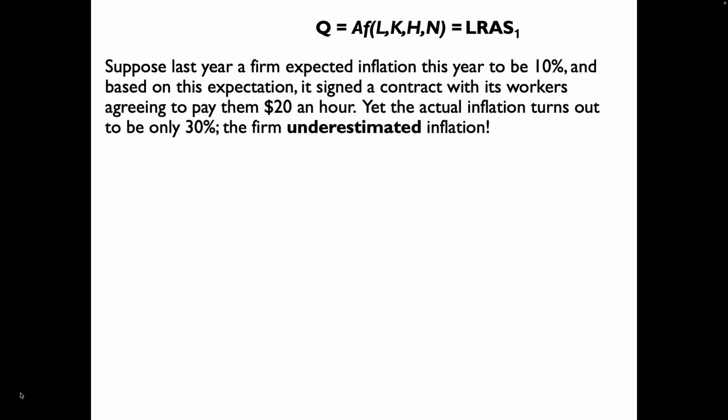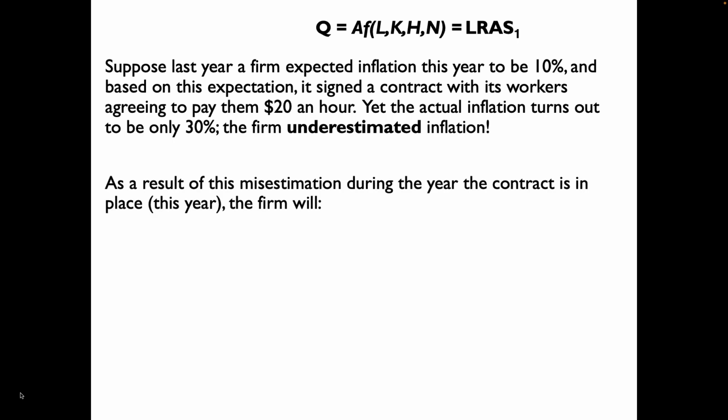Suppose last year a firm expected inflation this year to be 10%, and then based on this expectation, it signed a contract with its workers agreeing to pay them $20 an hour. Yet, the actual inflation turns out to be only 30%. In other words, the firm underestimated inflation when it negotiated the contract with the employer.